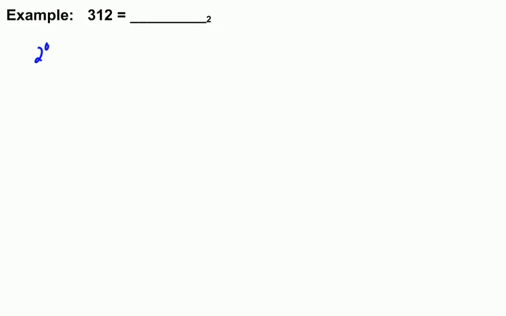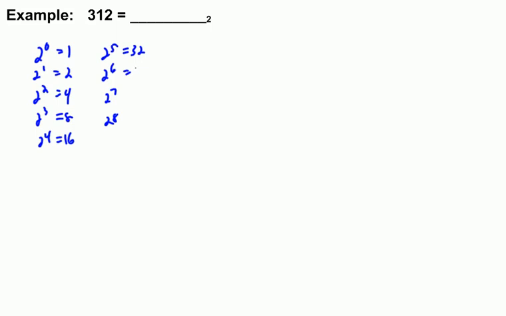Right? We have 2 to the 0, 2 to the 1, 2 to the 2nd, 2 to the 3rd, 2 to the 4th, 2 to the 5th, 2 to the 6th, 2 to the 7th, 2 to the 8th. Let's start filling some of these in. 1, 2, 4, 8, 16, 32, 64, 128, 256. If we go to 2 to the 9th, that'll be 512. And that's too big for the number we have.